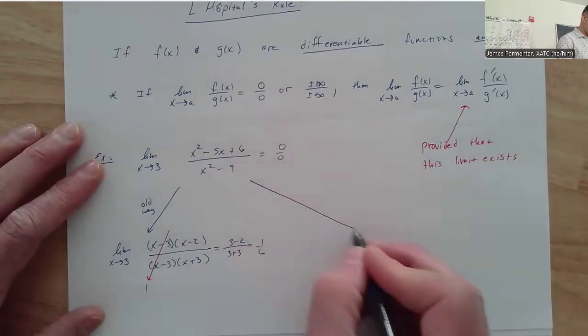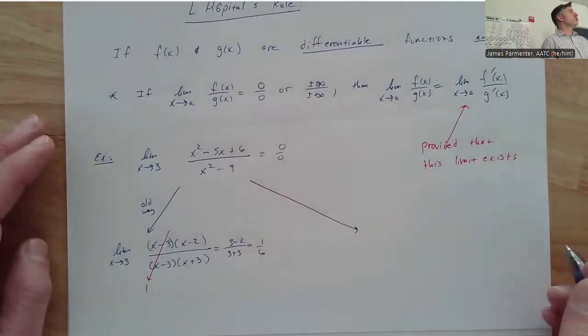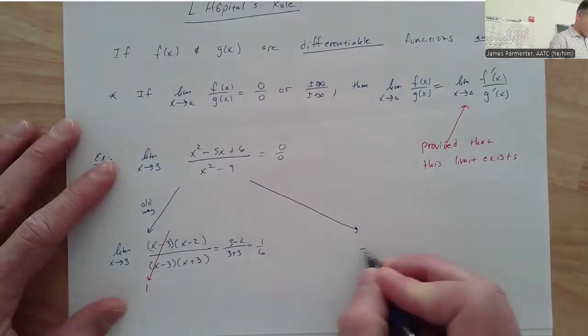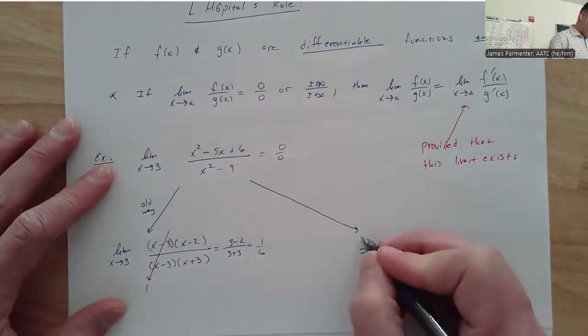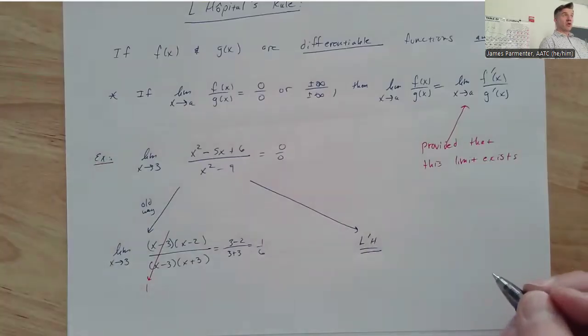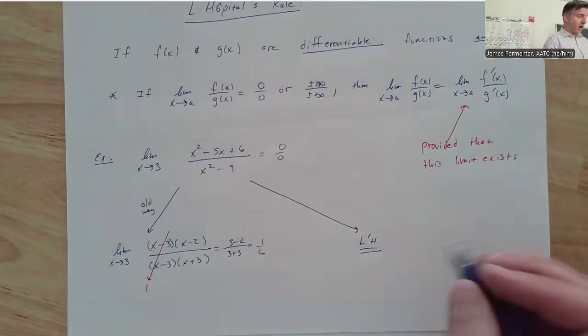Or we can use this new thing, L'Hopital's rule. Now, when you use L'Hopital's rule, I encourage you to say that your limit is equal to, and write an L apostrophe H above the equal sign in the step where you're using L'Hopital's rule. So now watch what I'm going to write.